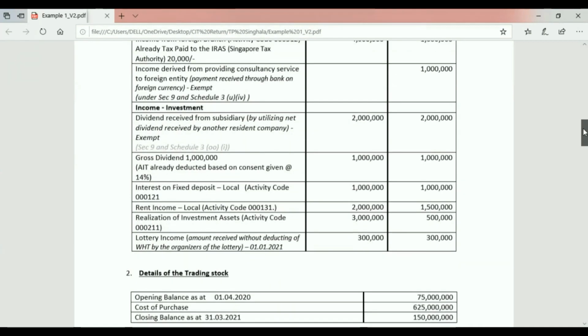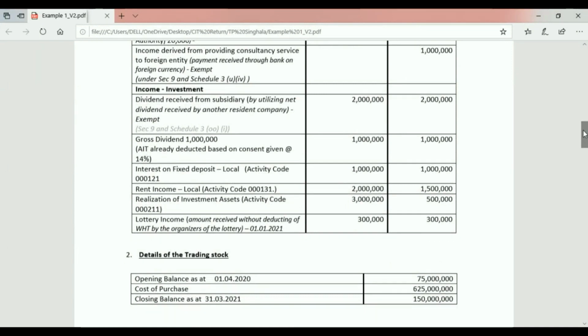And the second part is related to the investment, right? Dividend income they received, declared by this particular company. Based on the dividend received, there is an exemption for 2 billion dividends, and they receive the gross dividend of 1 million, and this company already provided consent to deduct the 14% AIT, advance income tax, right? Then you can identify that as a tax credit.